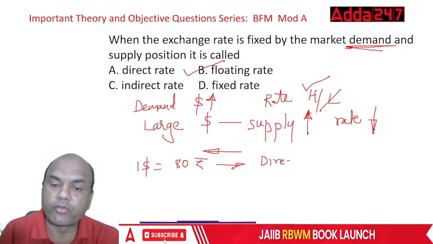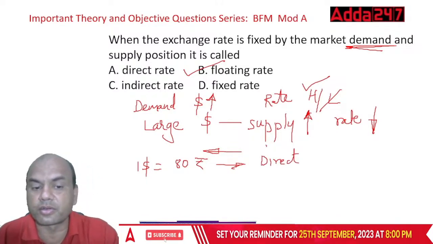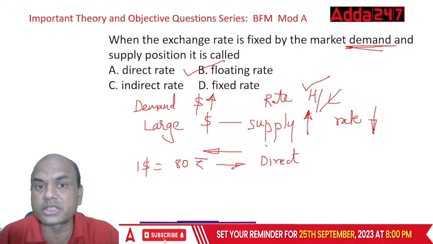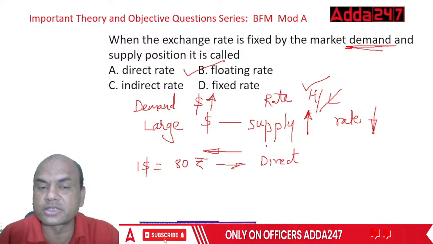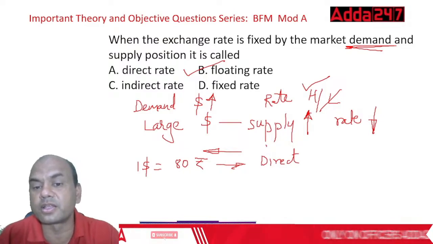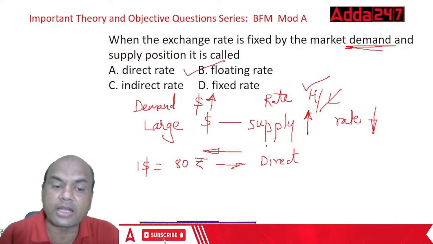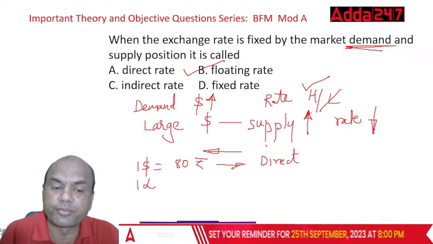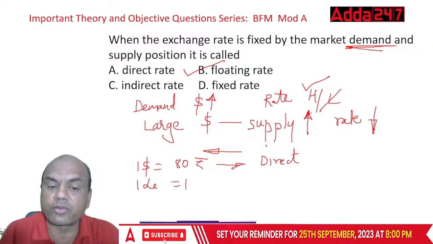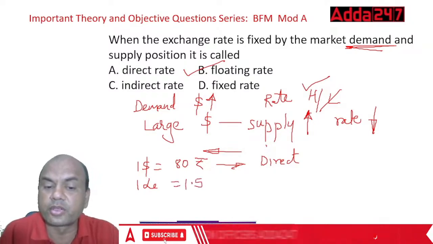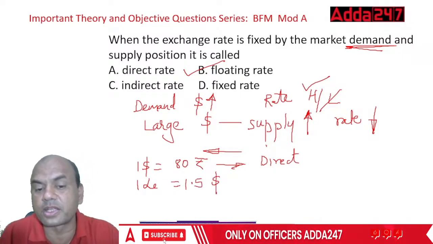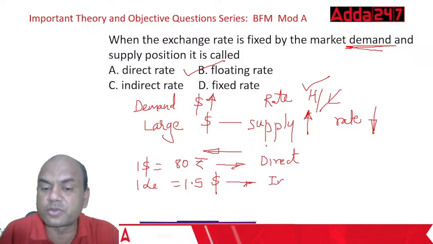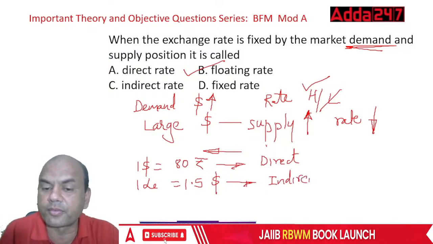Direct. Remember, the logic is simple: your dollar is fixed and your rupee, the local currency, is fluctuating. That is called a direct rate. Indirect is the reverse. Suppose I give you £1 equals $1.5. Here the dollar is fluctuating, so this is called an indirect rate. When your dollar is fluctuating, it is called an indirect rate.